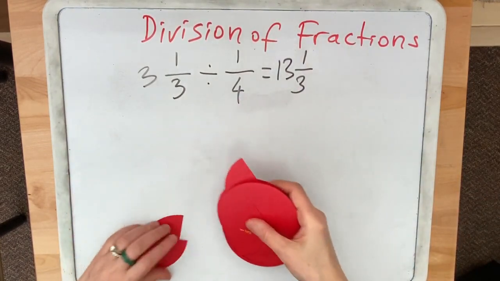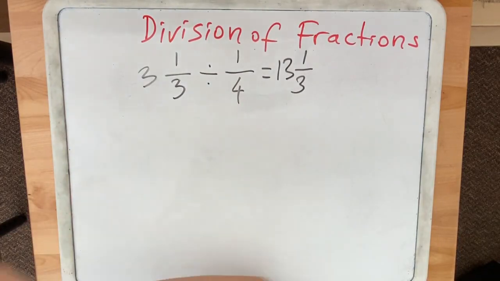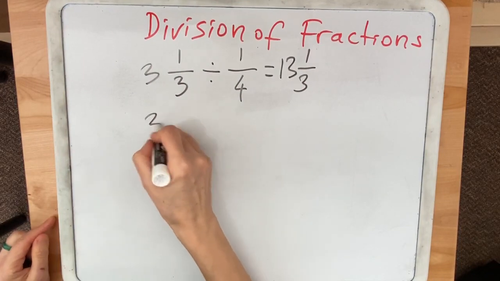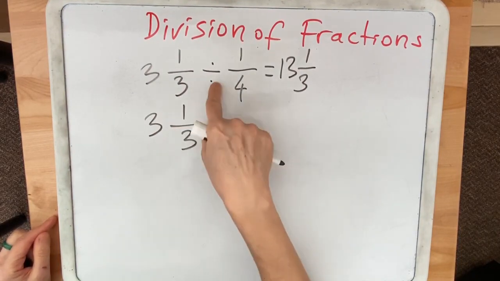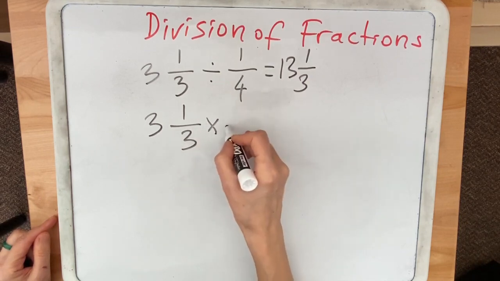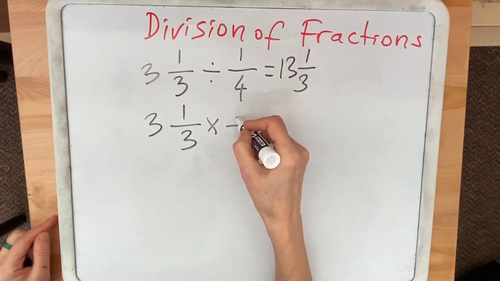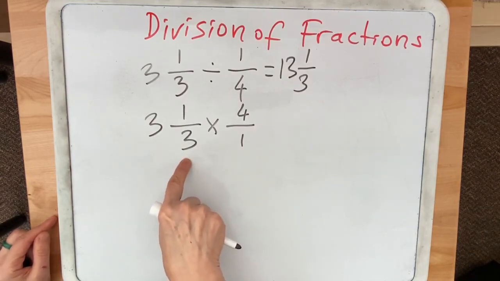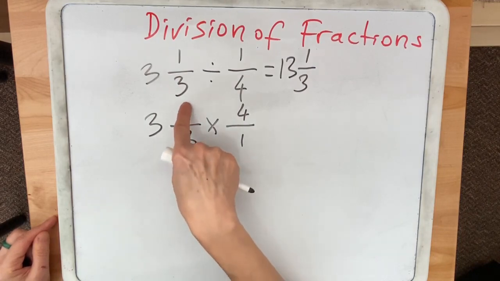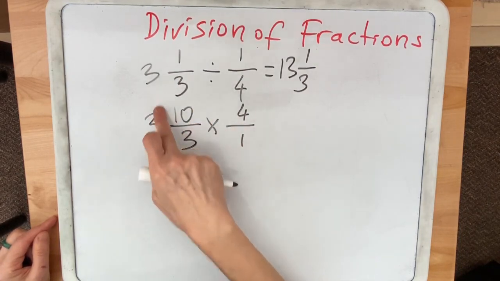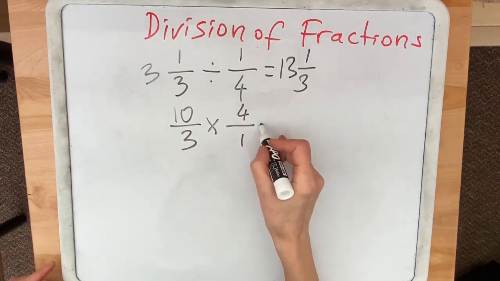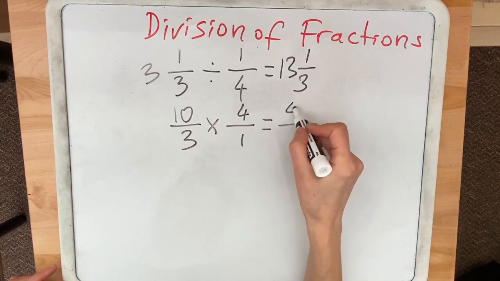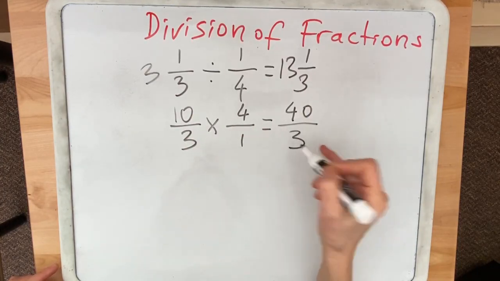And let's solve the problem on the board in another way. 3 1/3, and I'm going to change this to the multiplication sign and flip over my second fraction, 4 over 1. Let me change that into an improper fraction as well. 3 times 3 is 9, plus 1 is 10, so that's 10 over 3. And now let's multiply. 10 times 4 is 40, 3 times 1 is 3.